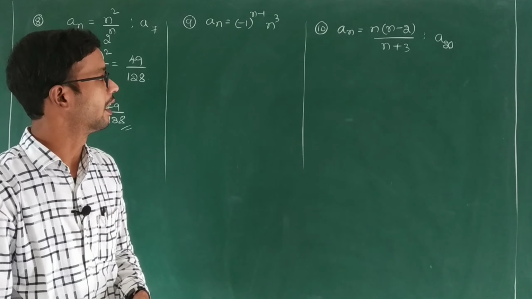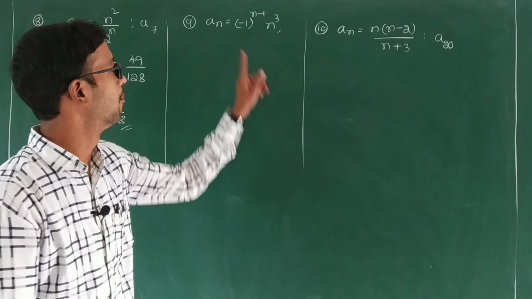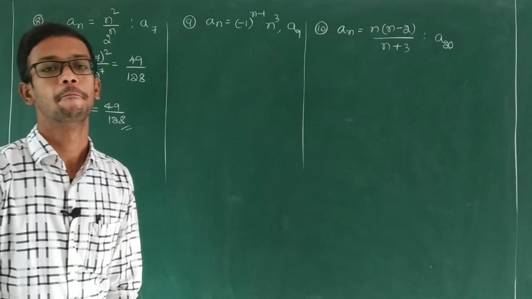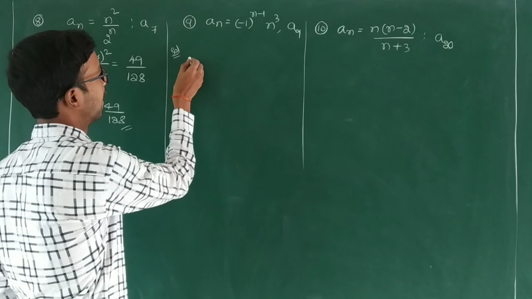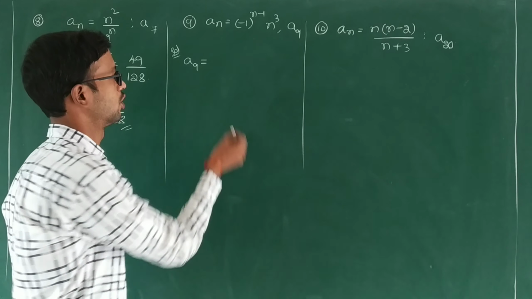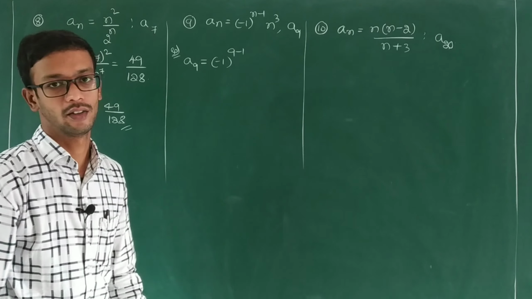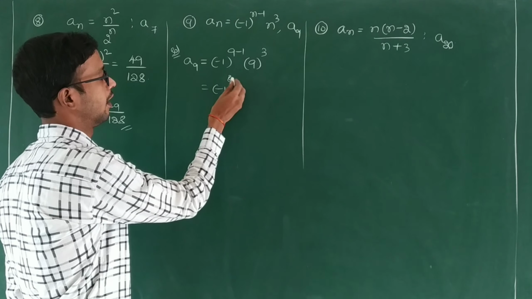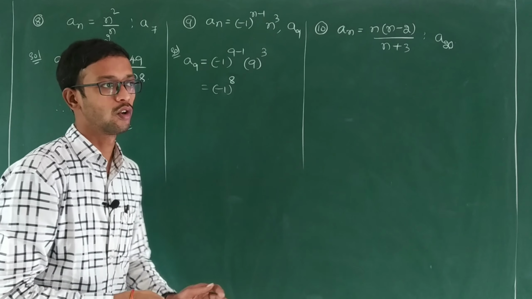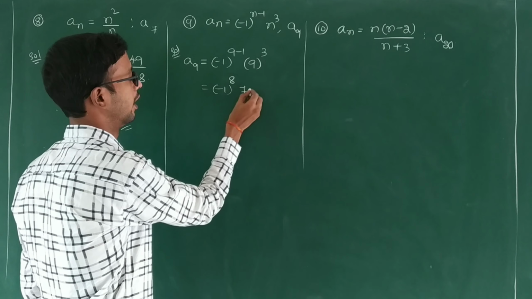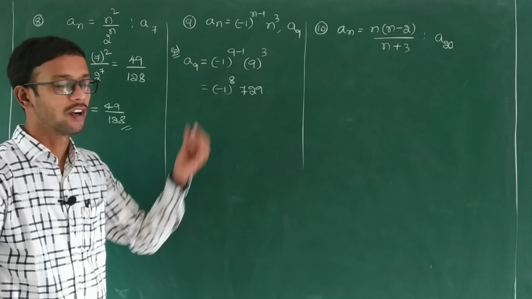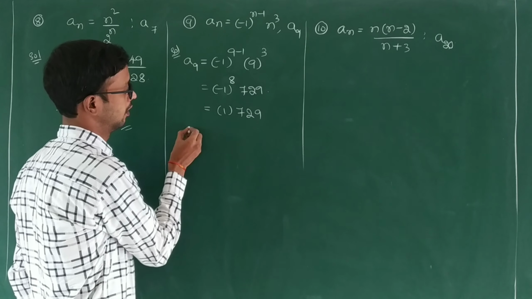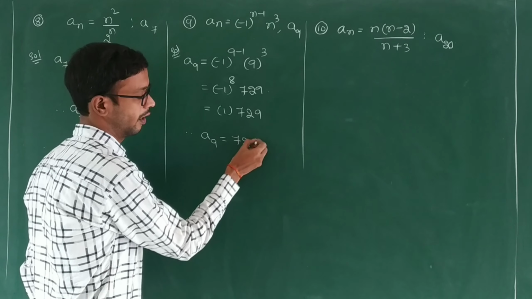Next, problem number 9. an is equal to minus 1 power n minus 1 times n cube. We have to find a9. So the solution: substituting n equals 9, minus 1 power 9 minus 1, into 9 cube. Minus 1 power 8, 9 cube: 9 9s are 81, 81 9s are 729. Minus 1 power an even number is plus, so it becomes plus 1. Therefore a9 is equal to 729.